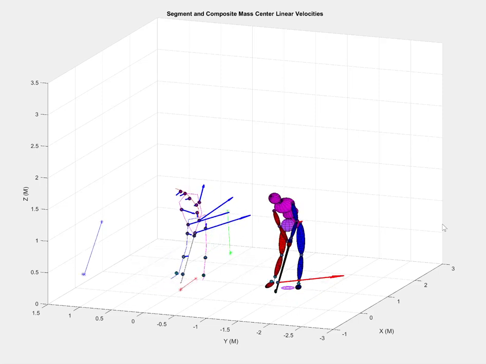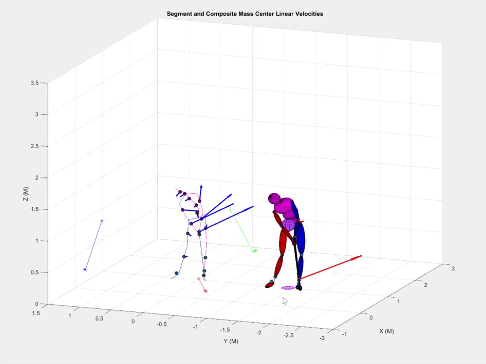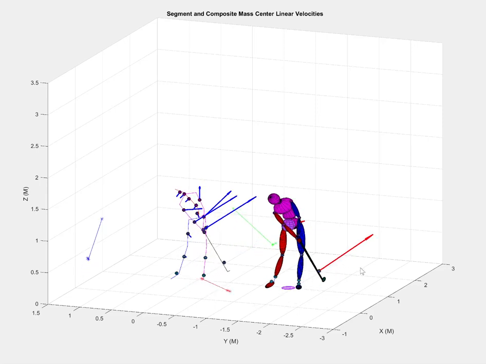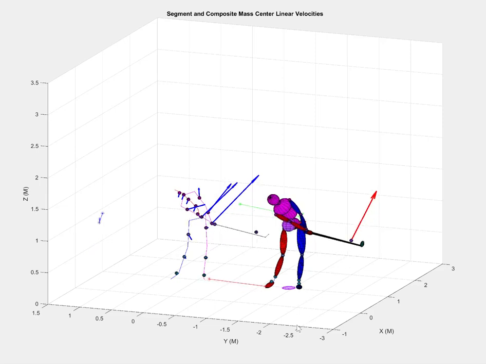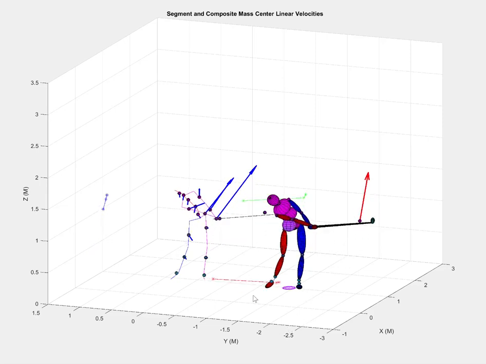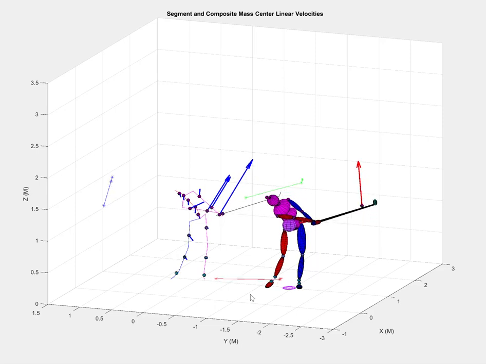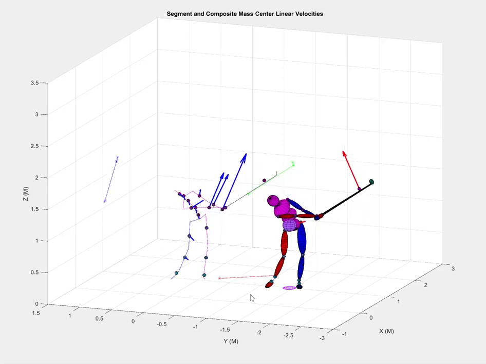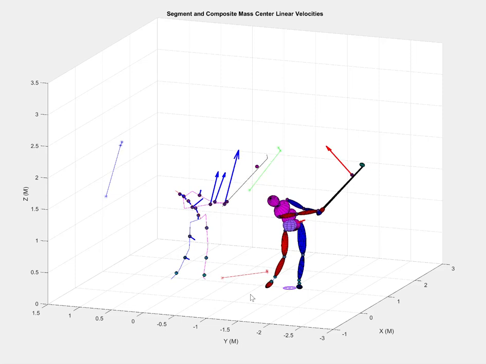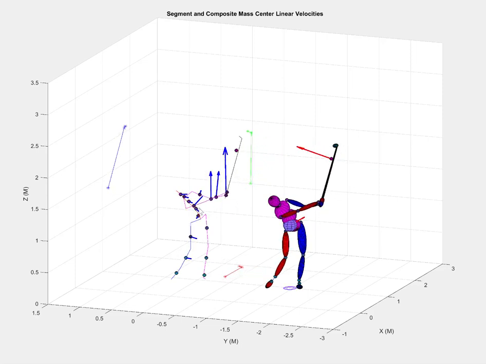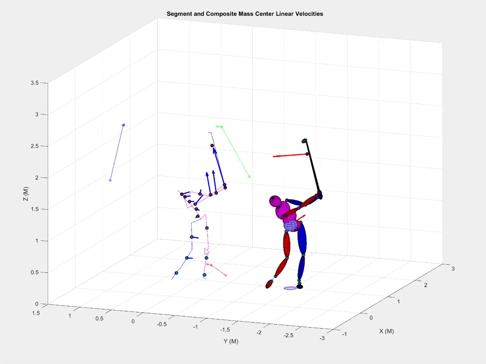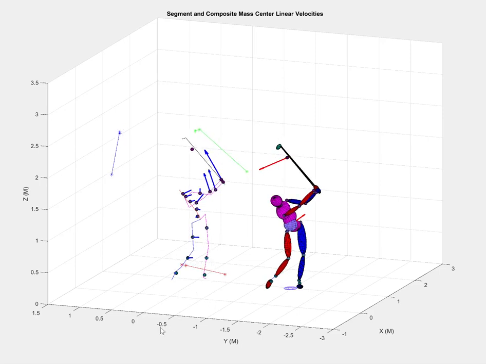Club comes around. Okay, that's ball impact. Now we have still some linear velocity in the body's overall mass center. You can see the body's linearly moving with speed in all different directions. You can see the hands and the upper right arm have a lot of linear velocity in their mass centers. The right leg is moving, and you can see the left leg is really quieted down.